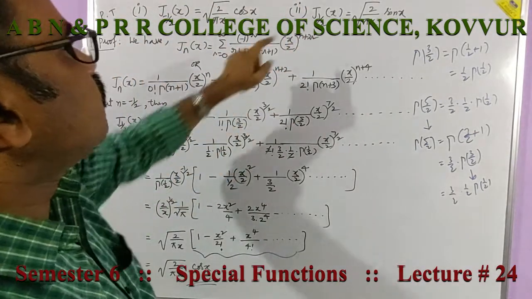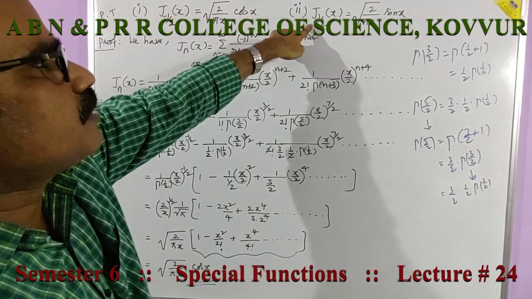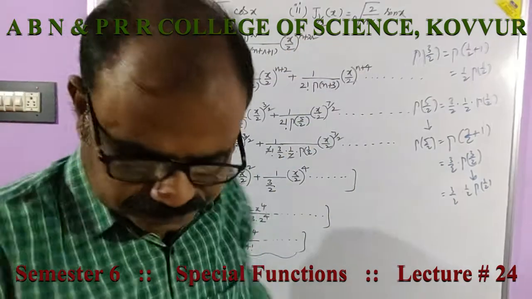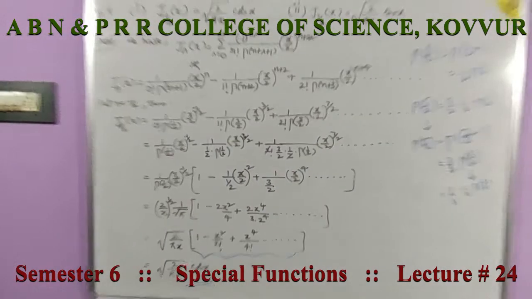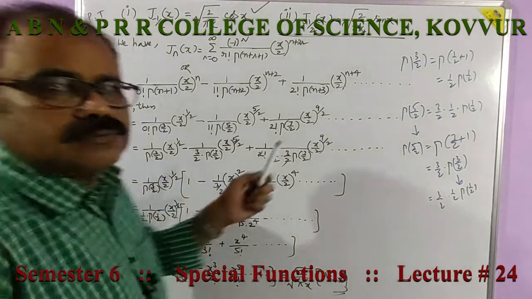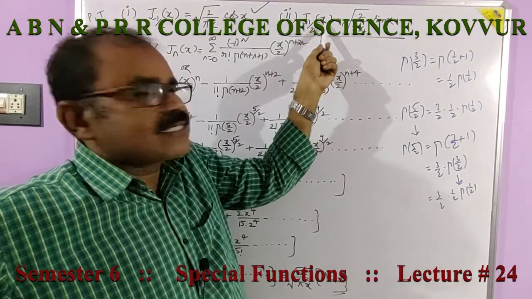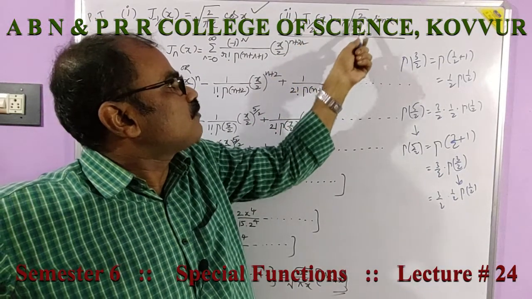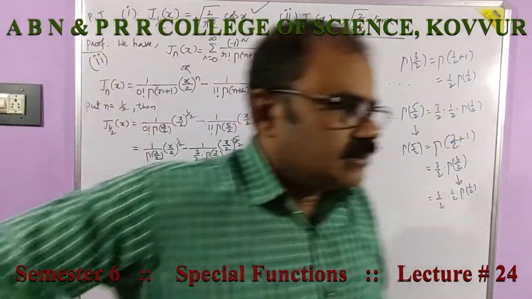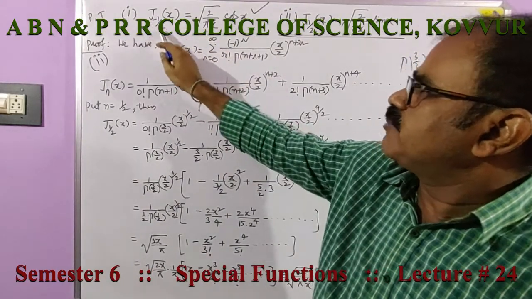So let us go for j plus 1 by 2 of x. j 1 by 2 of x is equal to square root of 2 by pi x into sin x. Let us prove this. Now we shall prove the second one, j 1 by 2 of x is equal to square root of 2 by pi x into sin x, as we have proved in the case 1, first one, j minus 1 by 2 of x.